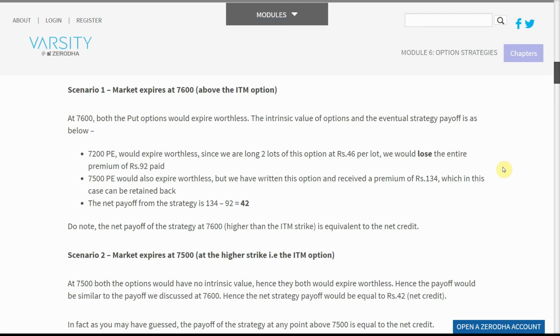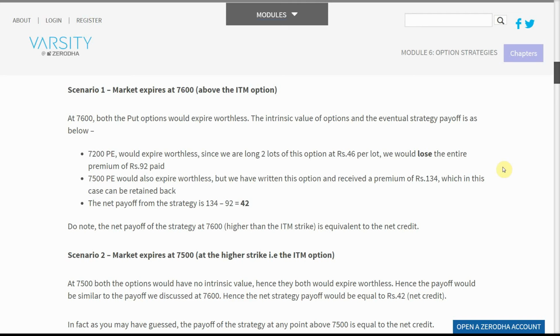7,200 PE would expire worthless. Since we are long 2 lots of this option at 46 rupees per lot, we would lose the entire premium of 92 rupees paid. 7,500 PE would also expire worthless. But we have written this option and received a premium of 134 rupees, which in this case can be retained. The net payoff from the strategy is 134 minus 92 equals 42. Note that the net payoff of the strategy at 7,600, higher than the ITM strike, is equivalent to the net credit.